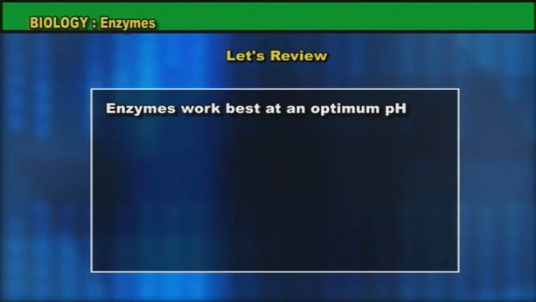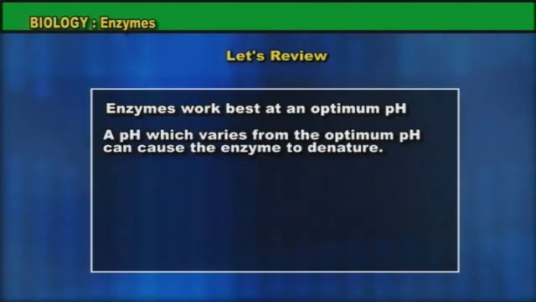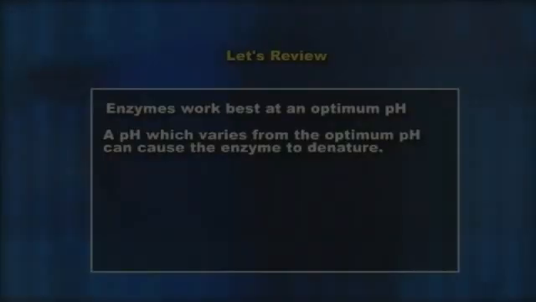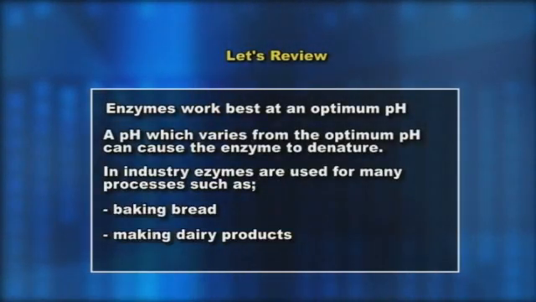Let's review. Enzymes work best at an optimum pH. A pH which varies from the optimum pH can cause the enzyme to denature. In industry, enzymes are used for many processes such as baking bread and making dairy products.